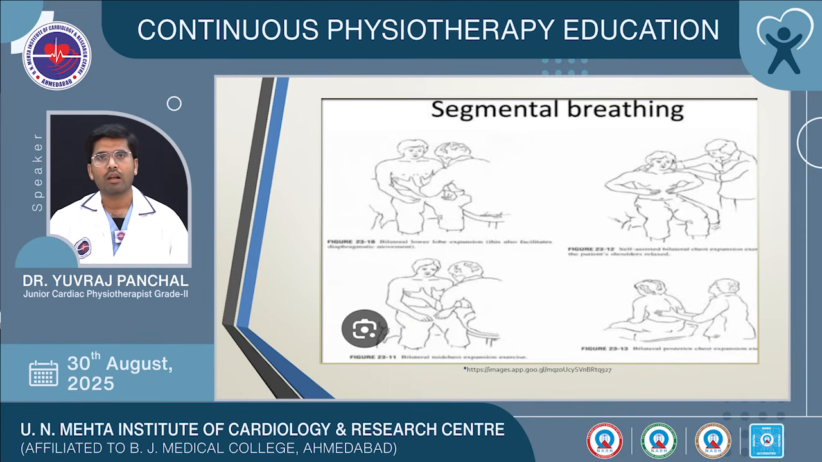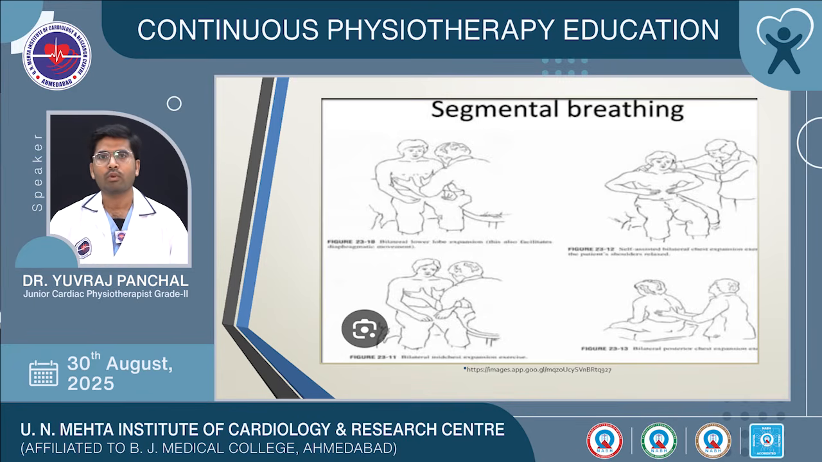Segmental breathing. Types of segmental expansion. First, apical expansion. Second, posterior basal expansion. Third, lateral costal expansion. Fourth, right middle lobe or lingular expansion. How to perform the segmental breathing exercise? First, you identify the affected area.